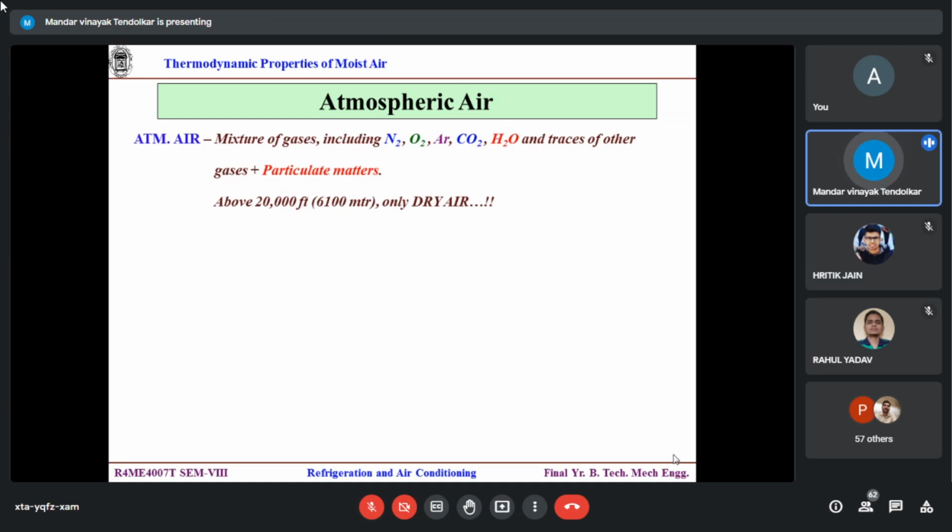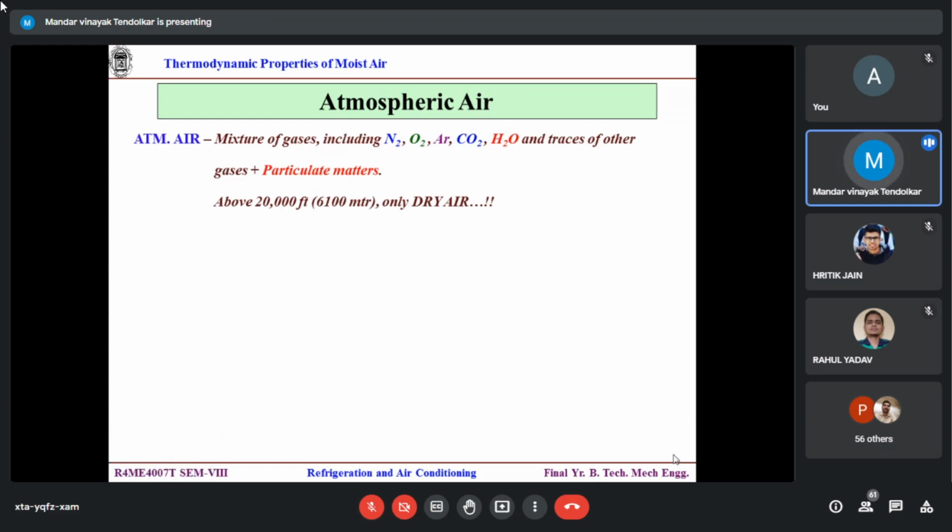Okay, then traces of neon and other gases, and most importantly particulate matter. Cannot get rid of that. Everywhere. Invisible but everywhere. Okay, this is the standard definition for atmospheric air.